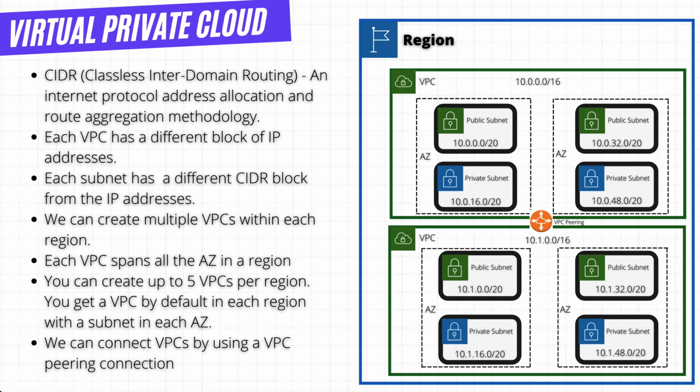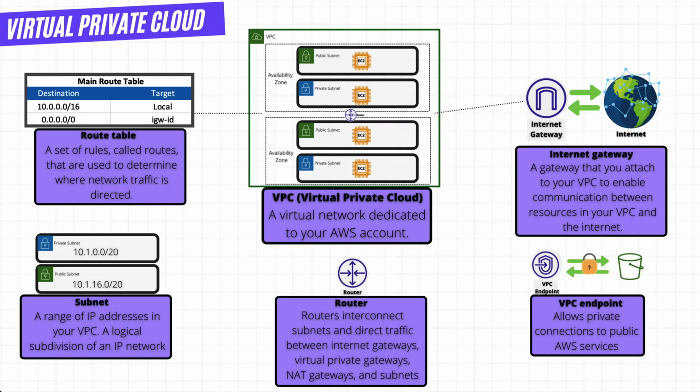We can create up to 5 VPCs per region, and each one of these VPCs would span all the availability zones within a region because, again, VPCs are region bound. Now, with all of this in mind, we do have many parts to a VPC, some optional like VPC endpoints, and some that are required like the subnets. Most of these parts that you will see in the next 2 slides, you just need to understand a general overview of their functionality.